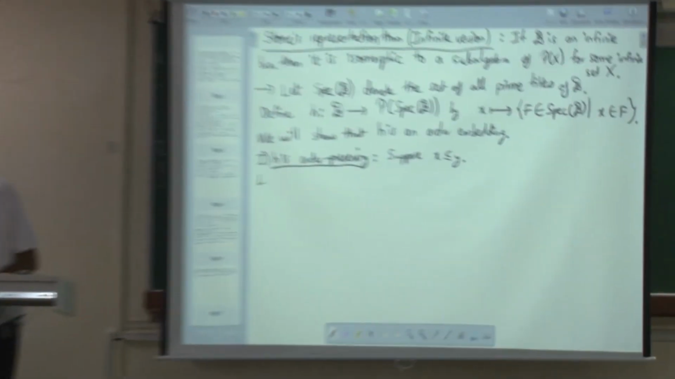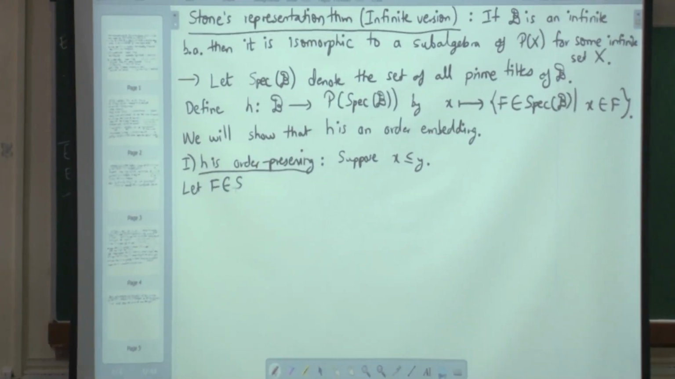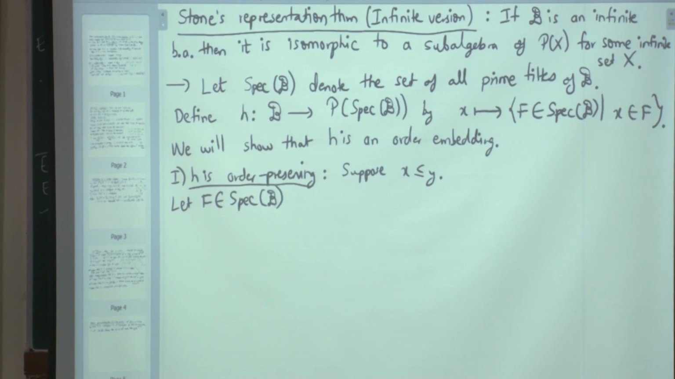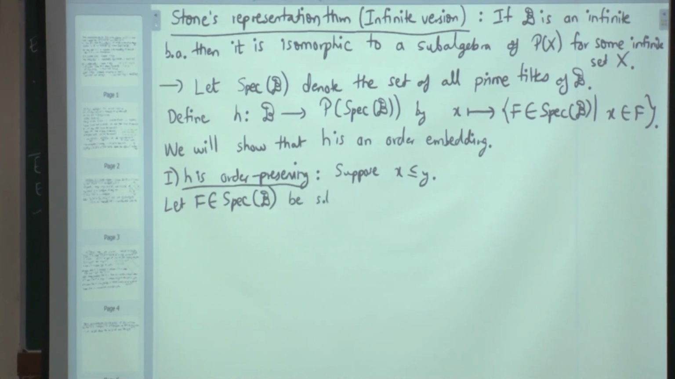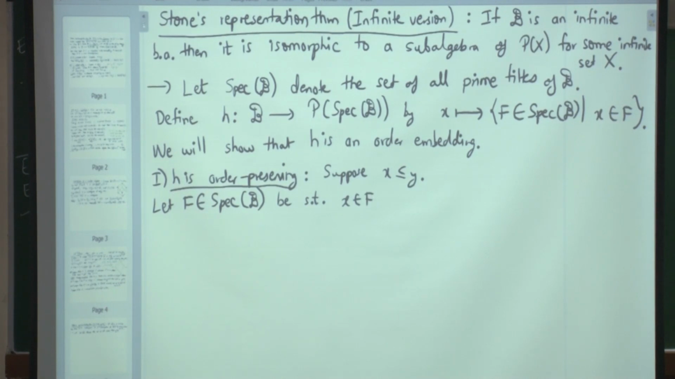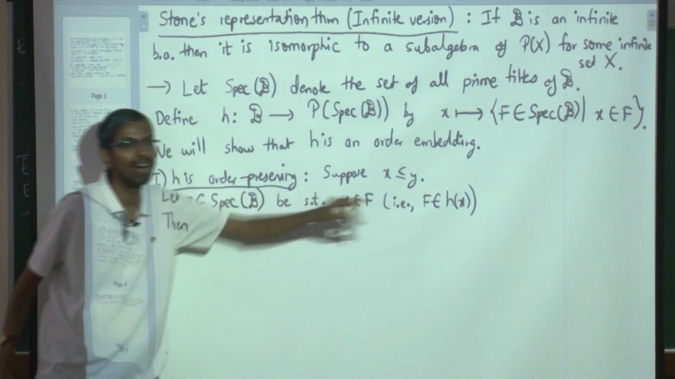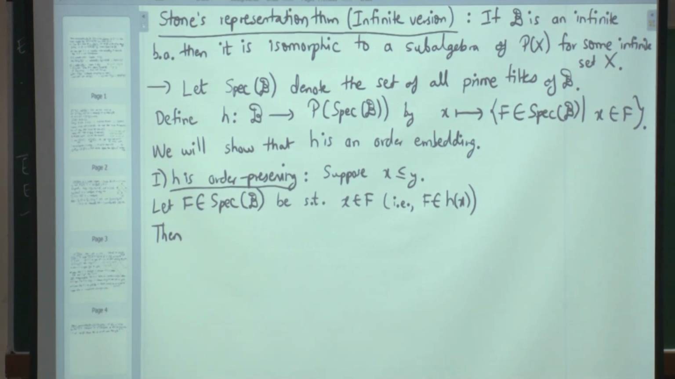Okay. So let F be a prime filter B such that X belongs to F. So basically we have assumed that F belongs to Hx. I will write that in the bracket, i.e. F belongs to Hx. Then what will happen? If X belongs to F and X is less equal Y, then Y belongs to F.